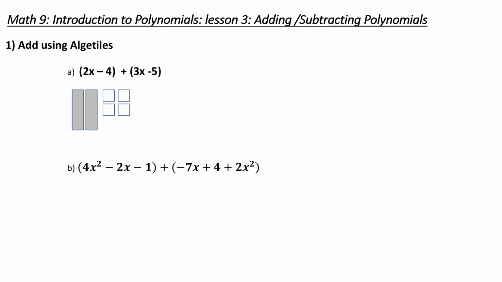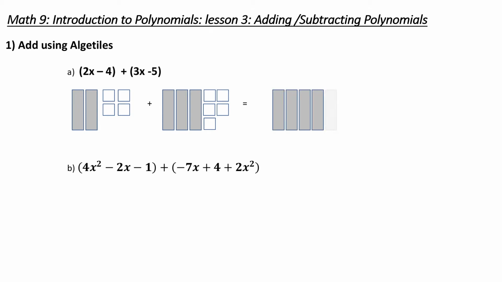Now, move on to the next polynomial. 3x means I have 3 bars. Minus 5 means I'm going to have 5 non-shaded boxes. Now it says to add, so I'm going to combine these. When I combine them, how many bars do I have? Well, I've got 5 bars, or 5 x's.